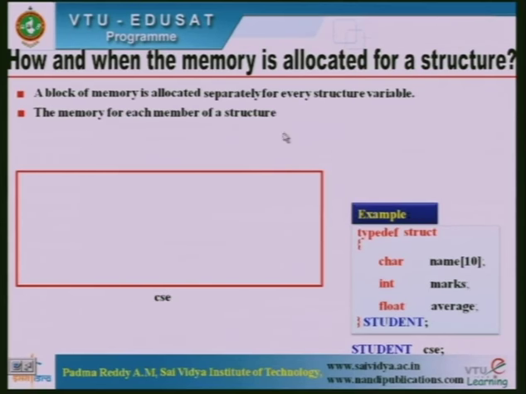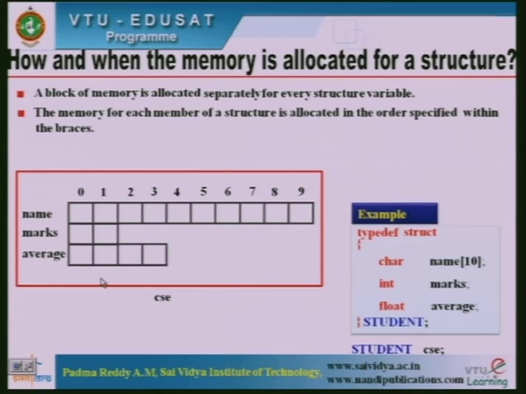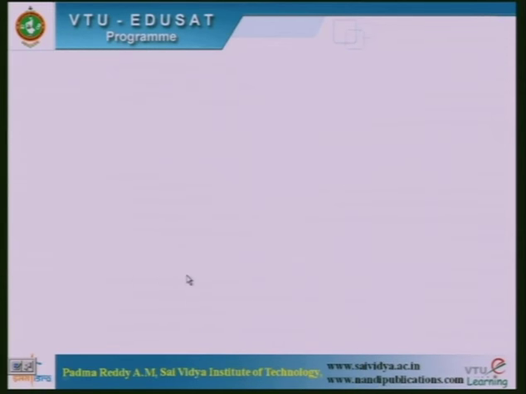The memory for each member of a structure is allocated in the order specified within the braces. So name, how many bytes? 10 bytes, ranging from 0 to 9. Then for marks, 2 bytes. Average, 4 bytes. So the size of the block is the sum of the individual sizes of all members of a structure. So together it will be how many bytes? 16 bytes. Now we know what is a tagged structure, what is a tagless structure, and what is a type defined structure.